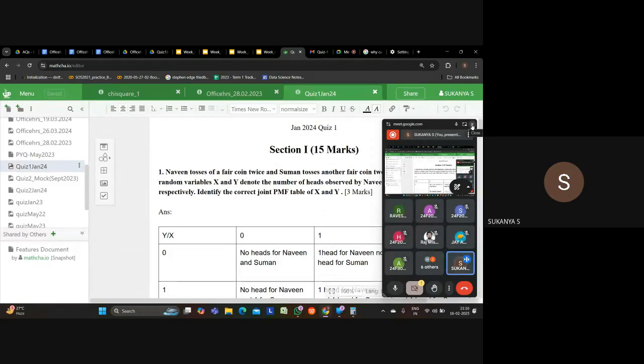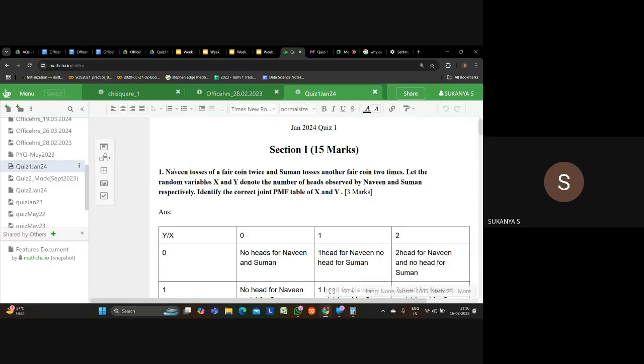Okay, I'll just say how to solve each of these. So the first thing is we have two people tossing coins, and X and Y denote respectively what they observed. What is the joint PMF of both of these? What are the possible values that both of them can take? It's a coin toss.